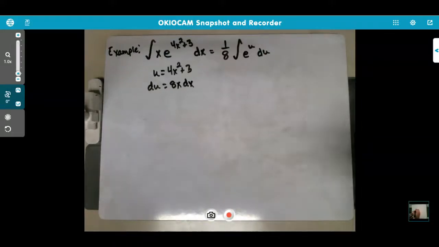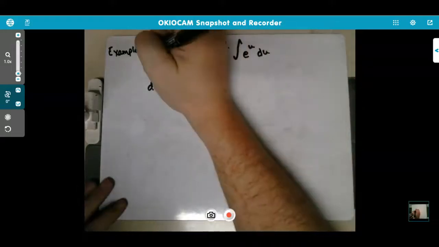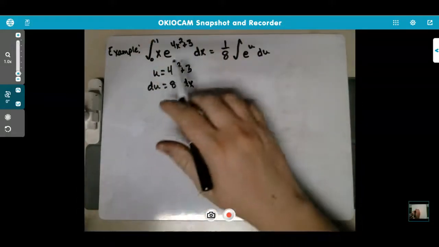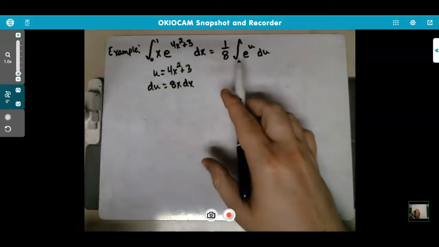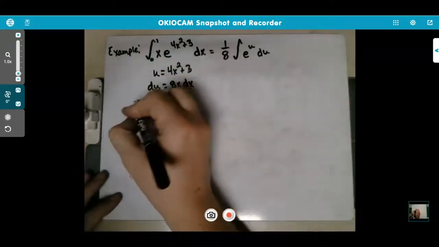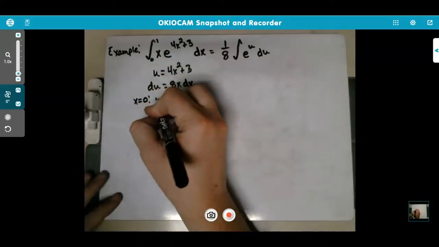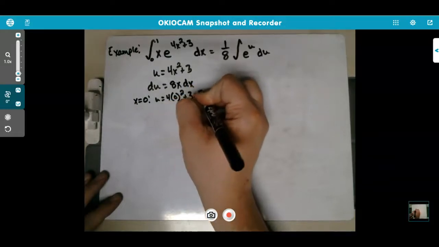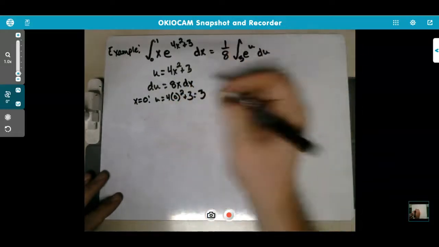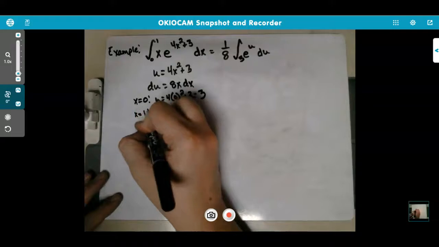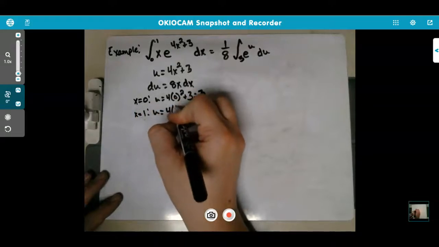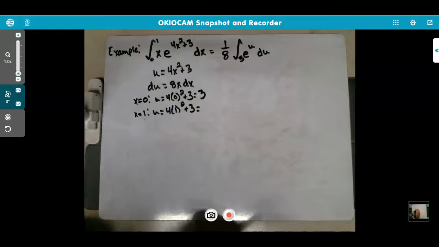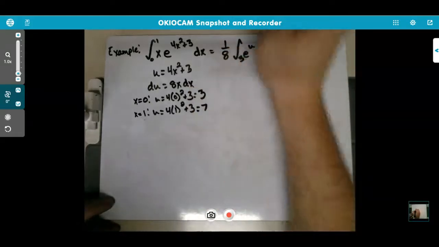Oh, I forgot the bounds. This should be from 0 to 1. So sorry about that. 0 to 1 of all this. So now I need to change my bounds to be in terms of the u. So when x is equal to 0, u is equal to 4 times 0 squared plus 3, which is 3. And then when x is equal to 1, u is equal to 4 times 1 squared plus 3. 1 squared is 1. 1 times 4 is 4. 4 plus 3 is 7.